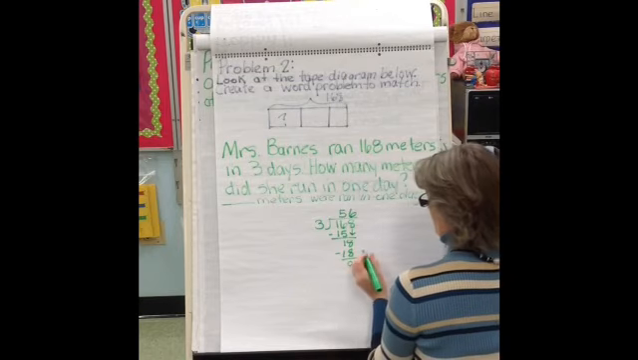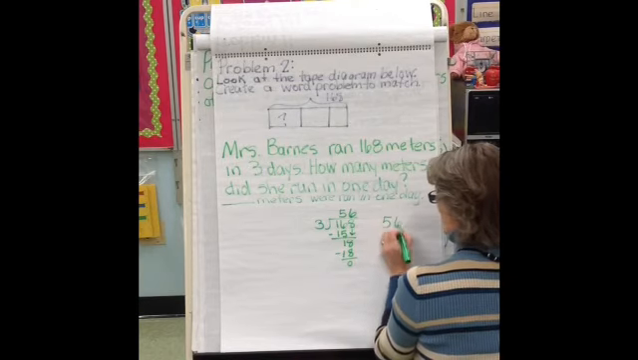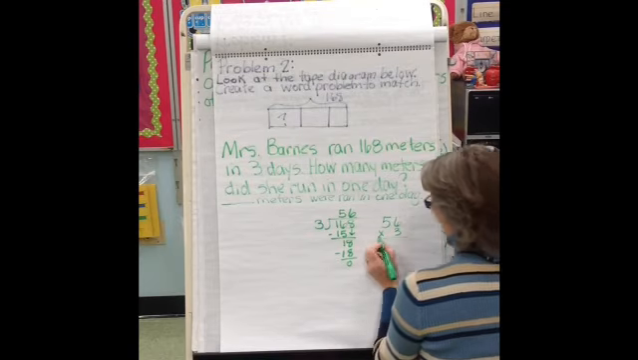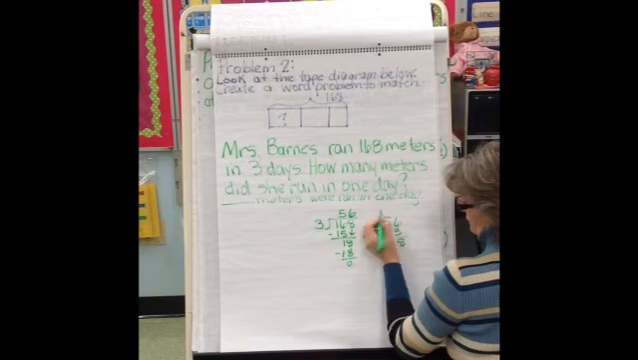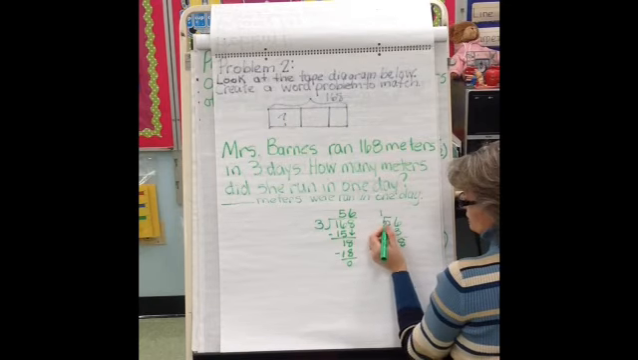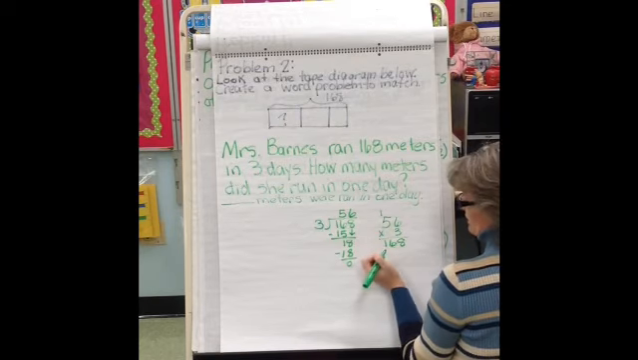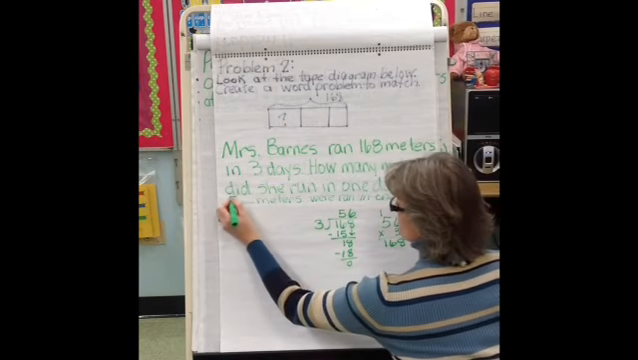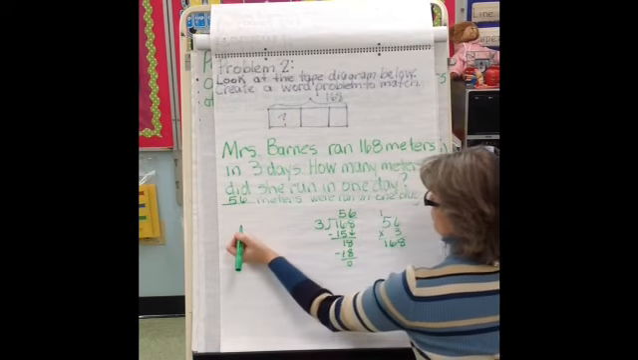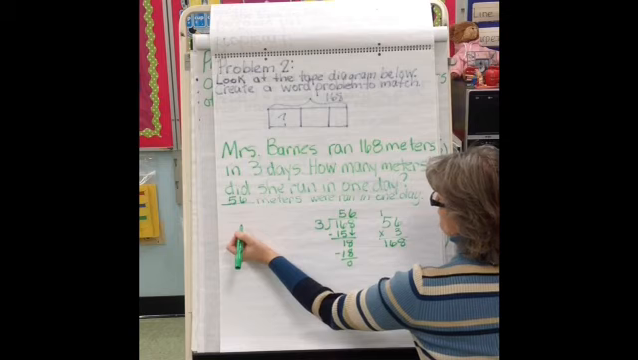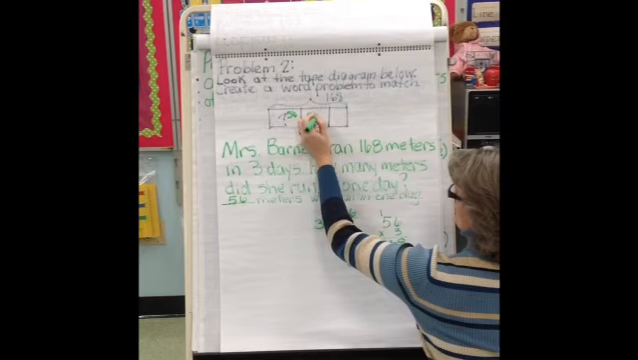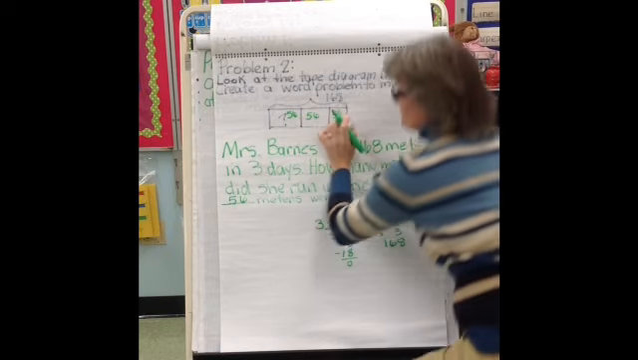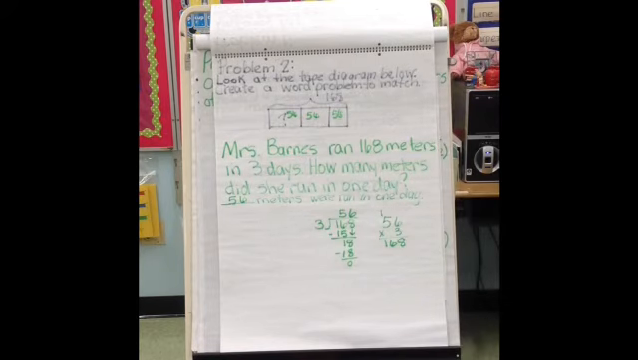There's nothing left over. Let's check it. 56 times 3. 3 times 6 is 18. Put down the 8. Carry the 1. 3 times 5 is 15. Plus 1 is 16. It checks, 168. So, 56 meters were ran in 1 day. So each one of these is 56. All right, let's continue.